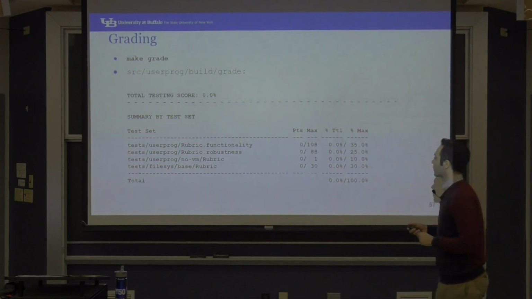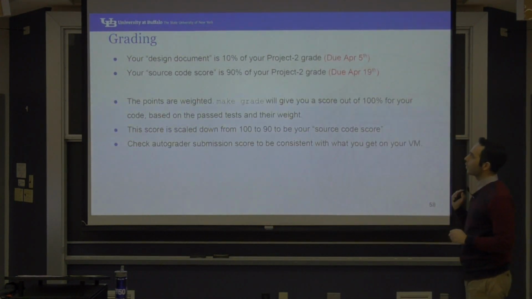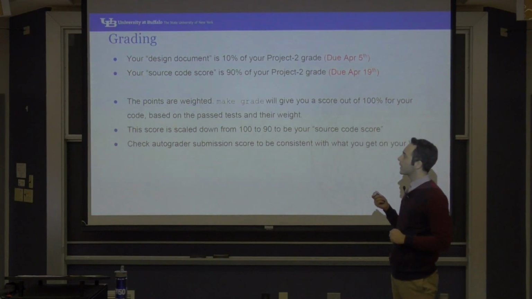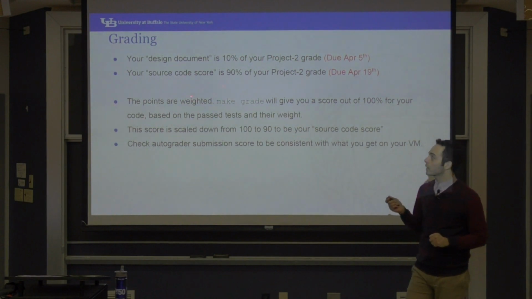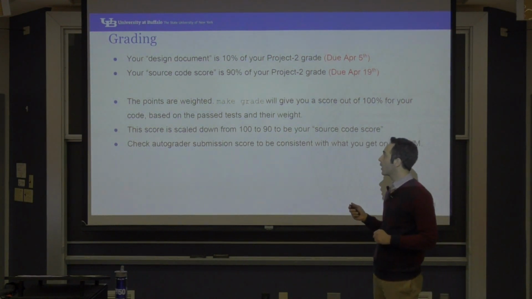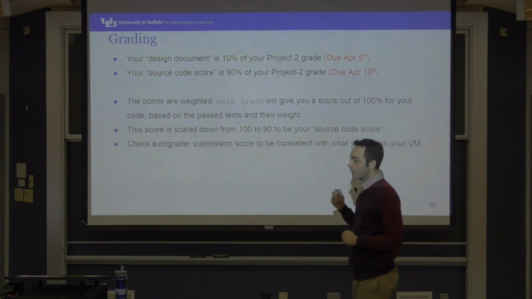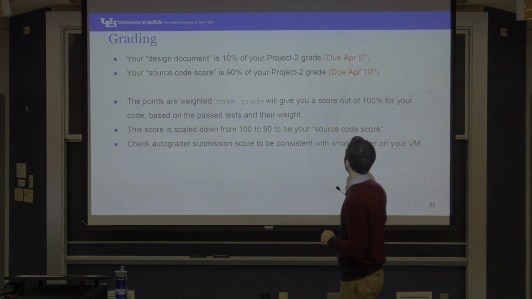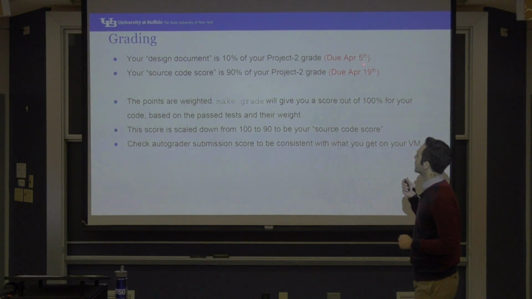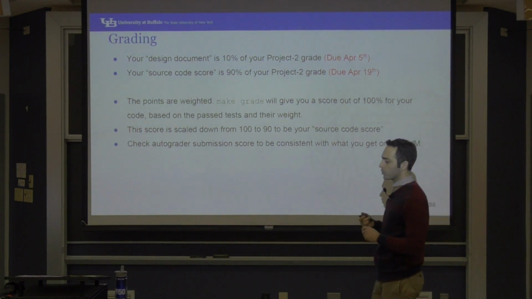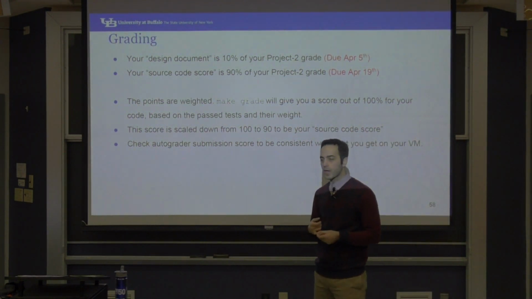dividing them among yourselves. So, okay, now your design document again is 10% of your Project-2 grade. 90% of the grade is the source code. The due dates are April 5th and April 19th, again 2 weeks apart. This will be a week, almost 10 days or almost 2 weeks after the spring break. So you have enough time.